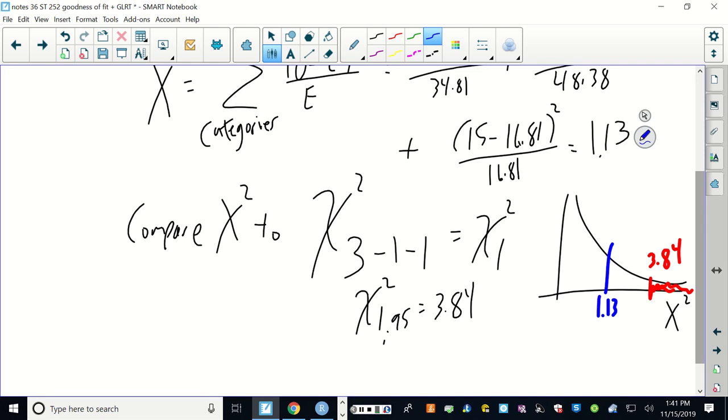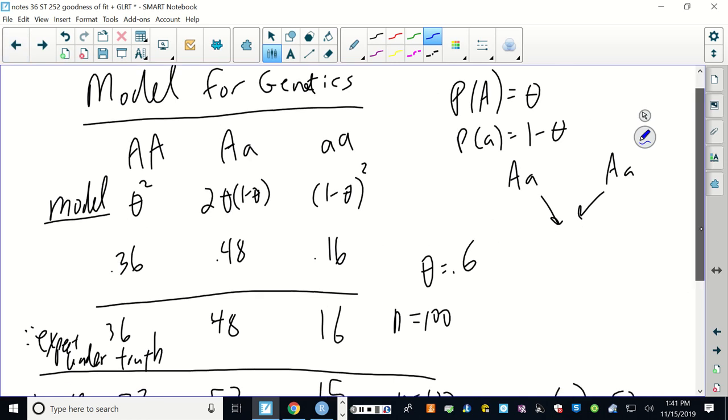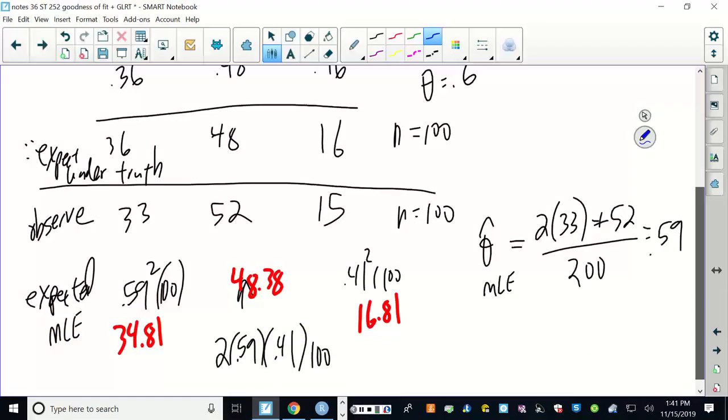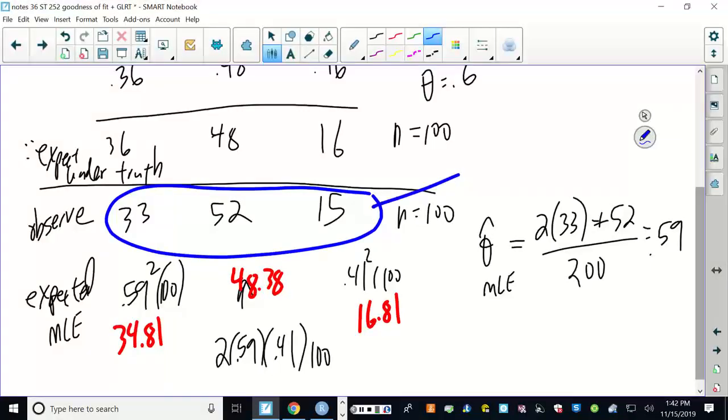Right? Oh, yes. Can you just go back for a quick second? How did you get the 0.59 again? You times 2 times 33. Yeah, so based on these data, based on these numbers, this would be the maximum likelihood estimate of theta.